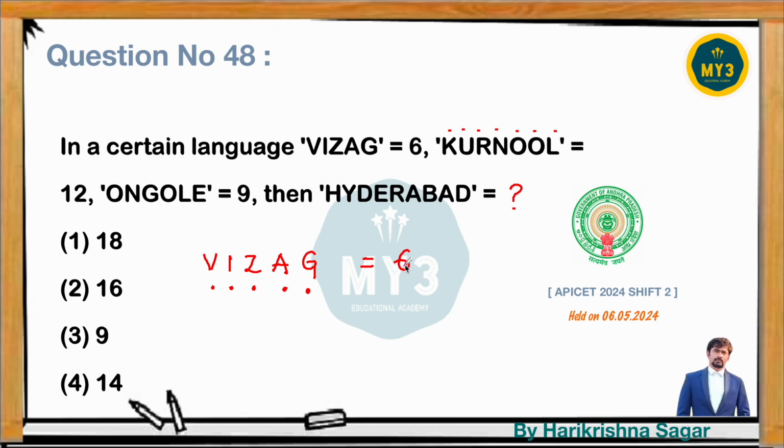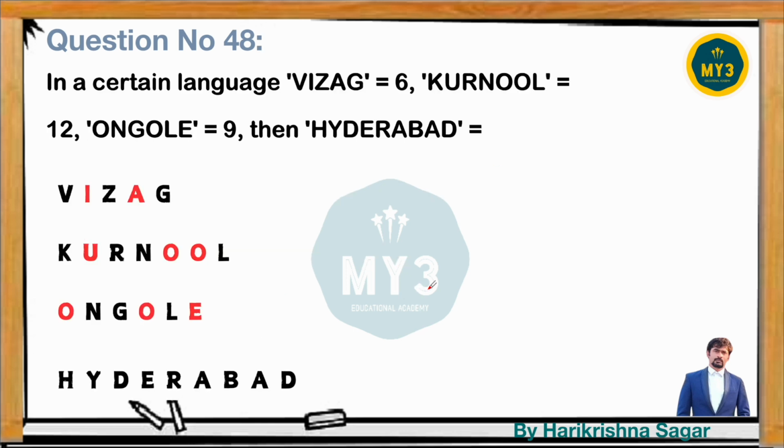After observing, I understand what vowels are available in Vizag. You can observe I and A. How many vowels are there? 2 vowels. How many consonants are there? 3 consonants. They are just trying to find the product of those numbers. So the logic here is very simple. In Vizag, observe the number of vowels and the number of consonants. You just multiply vowels and consonants, and that will give the code. The number of vowels is 2 and the number of consonants in Vizag is 3. 2 into 3 gives a result of 6.